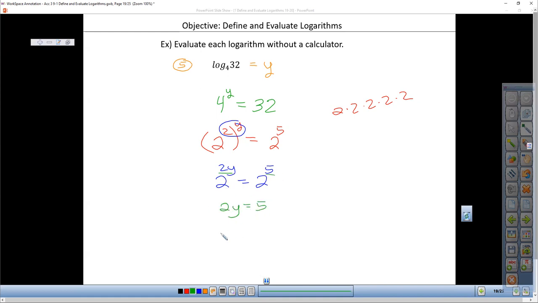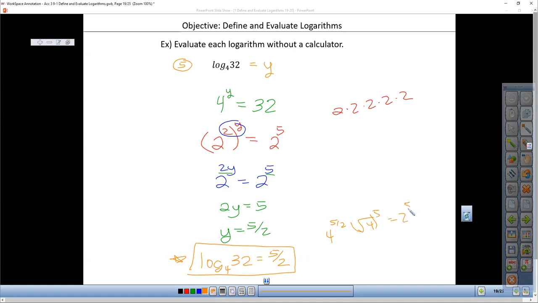And a little bit of algebra tells me y equals 5/2, and that 5/2 then is my exponent value. So my conclusion is log base 4 of 32 equals the exponent value of 5/2. And again, number sense here should make sense. This means 4 to the 5/2 power, which is the square root of 4 to the 5th power, which is 2 to the 5th power, should equal 32. And 2 to the 5th power is 32.